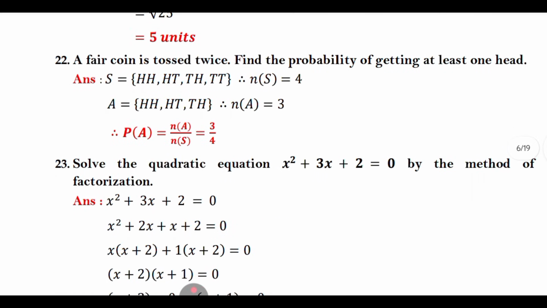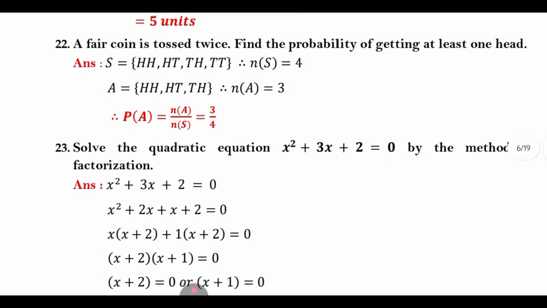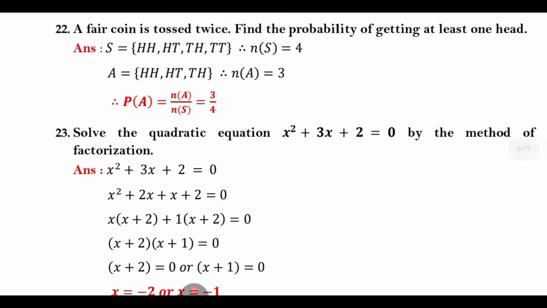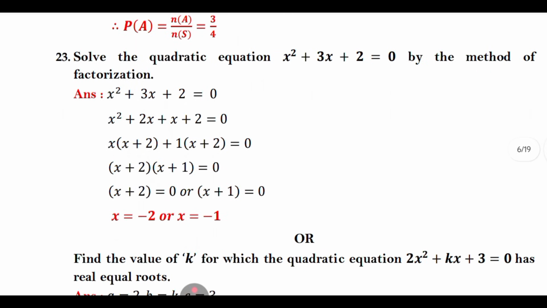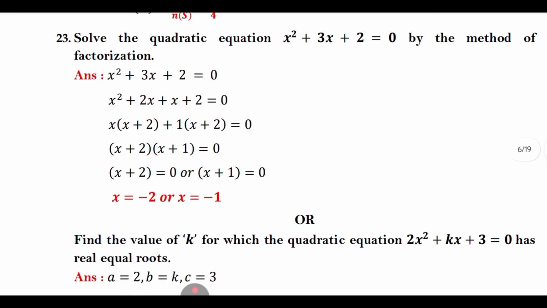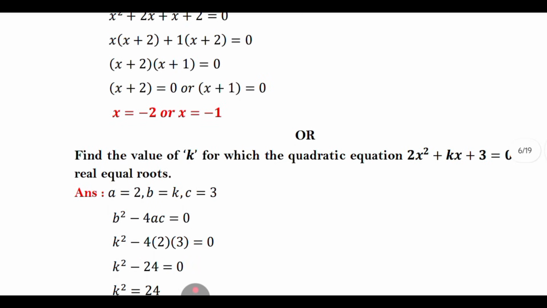So 22nd question, this is from probability. A fair coin is tossed twice. Find the probability of getting at least one head. 23rd question, solve the quadratic equation x square plus 3x plus 2 is equal to 0 by the method of factorization. If they mention the method of factorization, you should solve using factorization only. Don't solve by any other method.